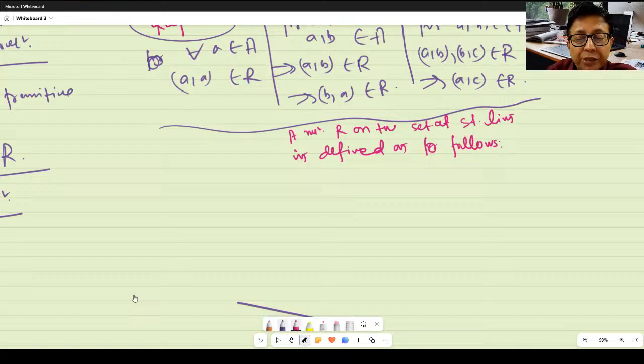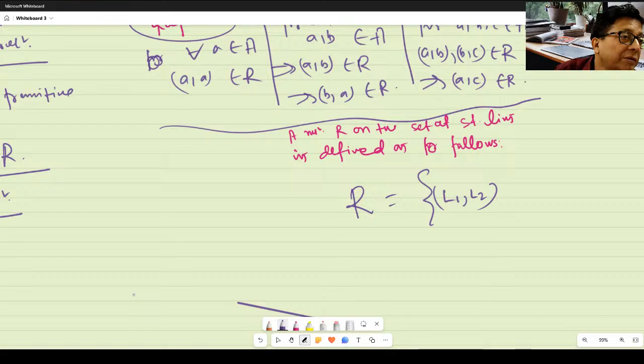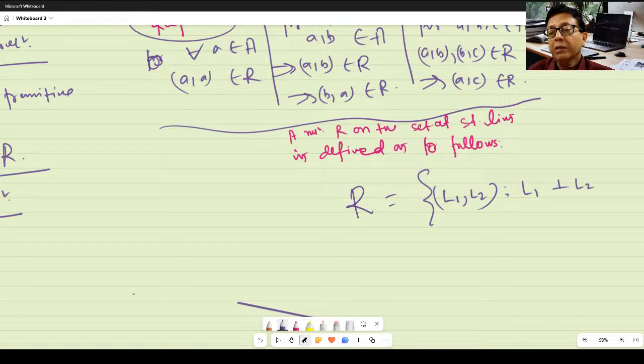L1, L2. See the way I am taking? If line 1, line 2, line 3, line n are there, you are taking their ordered pairs, such that L1 is perpendicular to L2. Okay?